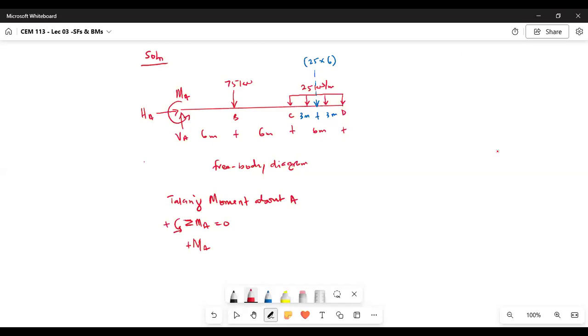Okay. So now, let me move into action. So we have minus 75 times 6. Then minus 25 times 6, which is the force. Then the distance, 6 plus 6 plus 3, that will be 15, right?